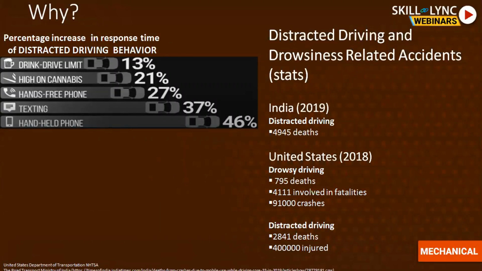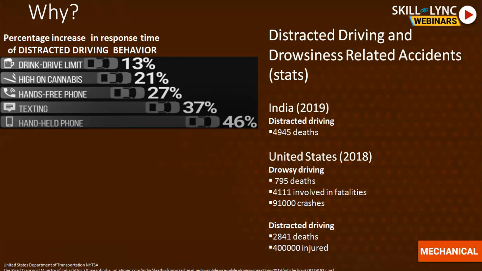It also shows there are numerous accidents and fatalities involving drivers who are distracted and feel drowsy. It's a staggering number all around the world. I've given only the numbers for India and the US, but all around the world, on average roughly 1 in 4 accidents is caused by distracted driving and drowsiness alone. That's why this technology plays a key role in improving vehicle safety as a whole.